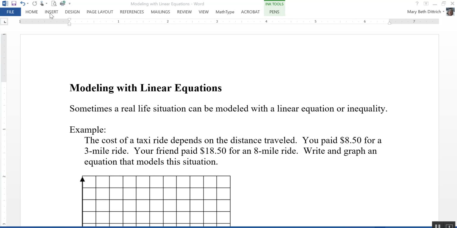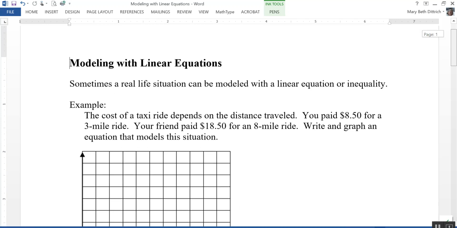This video is on modeling with linear equations. Sometimes a real-life situation can be modeled with a linear equation or inequality. Let's take a look at several examples here.